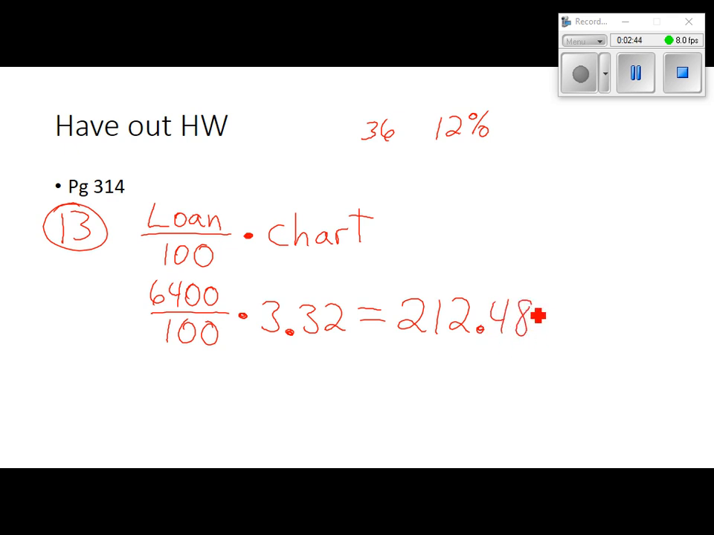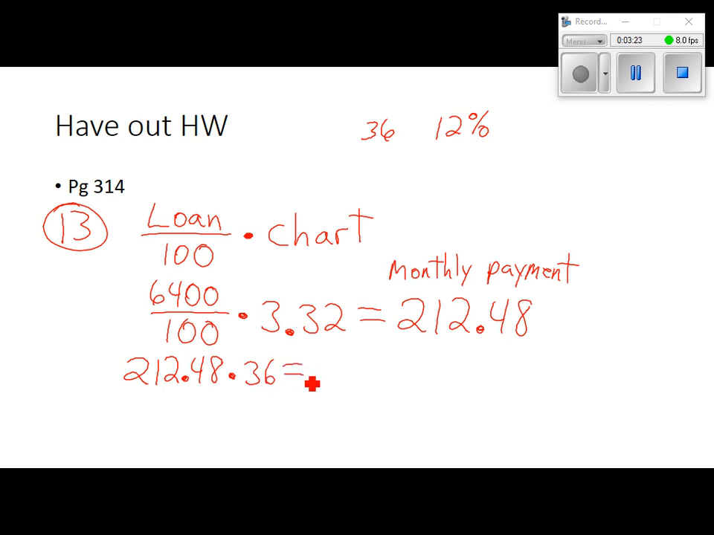Now that's not the answer they wanted this time. This is your monthly payment. That's how much you're going to pay each month. This one only had one answer. They just wanted the finance charge, so they didn't want all the separate answers. Now we take this and multiply it times 36, that's how many payments we're going to make, so each payment times the number of payments.